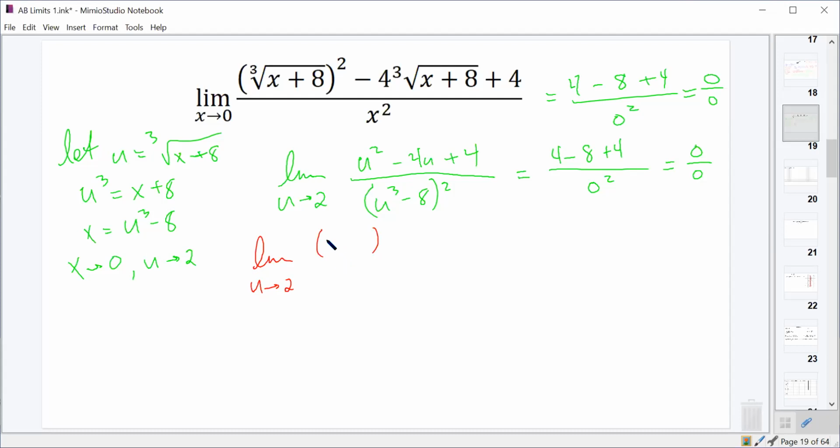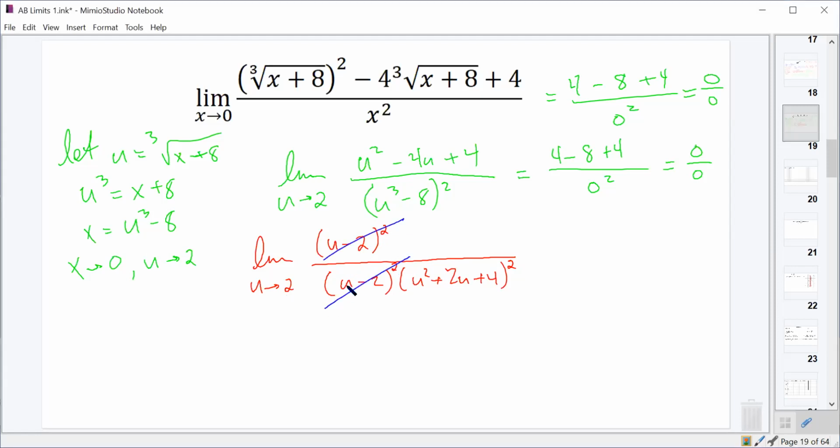u plus 2, u minus 2? No. u minus 2, u minus 2, or u minus 2 squared. All right. And then what about u cubed minus 8? It should be u minus 2 and u squared plus 2u plus 4. And I have 2 of those, right? So each of those is also squared. And the u minus 2 squareds, which is what's causing the problem, right? Because each of those is equal to 0.